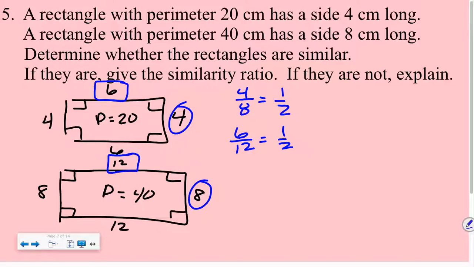If they are similar, give the similarity ratio. What's the ratio of the top rectangle to the bottom rectangle? 1 to 2, 1/2. This is your similarity ratio, also known as a scale factor. What's the ratio of the top perimeter to the bottom perimeter? 1/2, right? That's true for every set of similar polygons. The similarity ratio will always be the same as the ratio of the perimeters. It wouldn't matter if it's pentagons or octagons or whatever. The ratio of two sides will always be the same as the ratio of the perimeters for those figures. Alright.